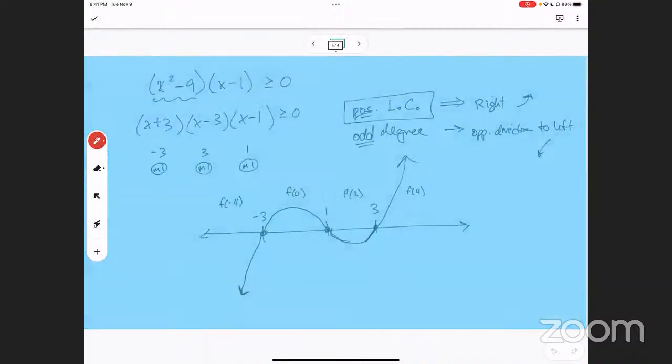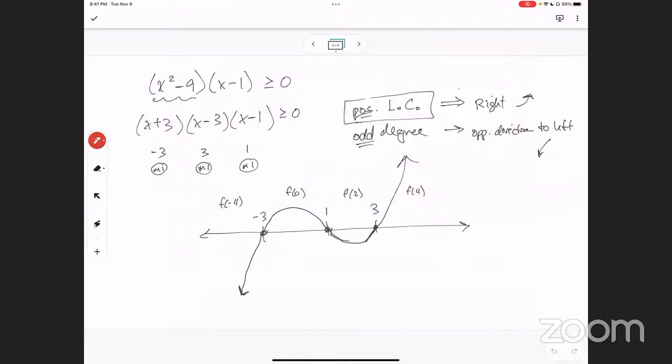Oh, by the way, I didn't answer the question last time, did I? I just drew it. Now I have to answer the question. Where is it greater than or equal to 0? It's greater than or equal to 0 from here to here and from here to there. So from -3 to 1, and I should be including them, right? Because it says greater than or equal to. So from -3 to 1, union 3 to infinity. That was that one.